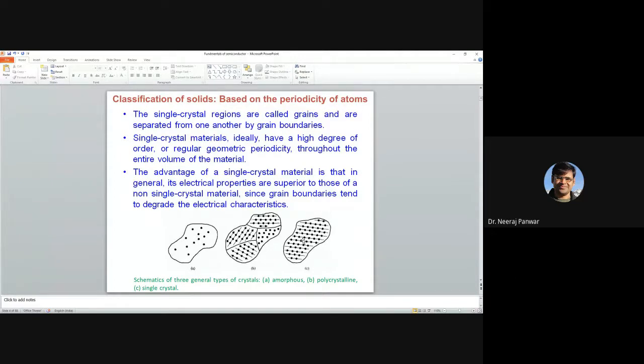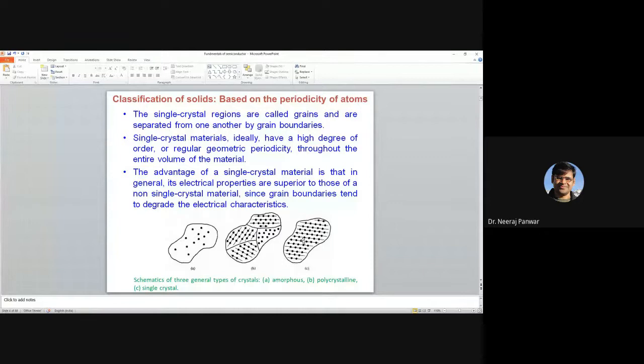It is seen that for single crystals, if we measure the conductivity in AB plane, then it would be different, and if we measure conductivity along the perpendicular direction of AB plane, that is in the C direction, then its conductivity would be different, because whole atoms are arranged in a particular fashion.